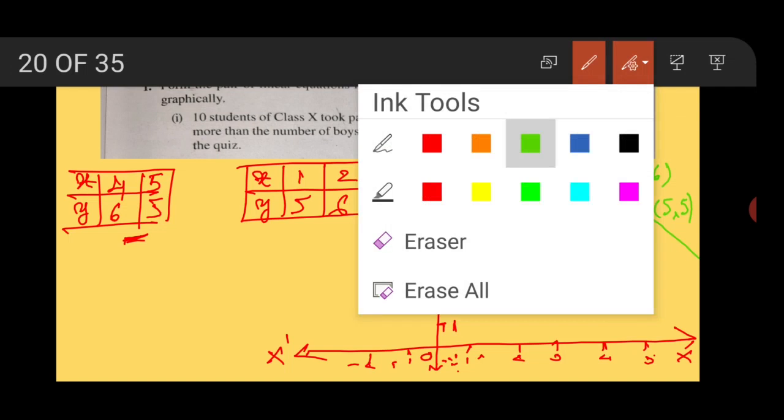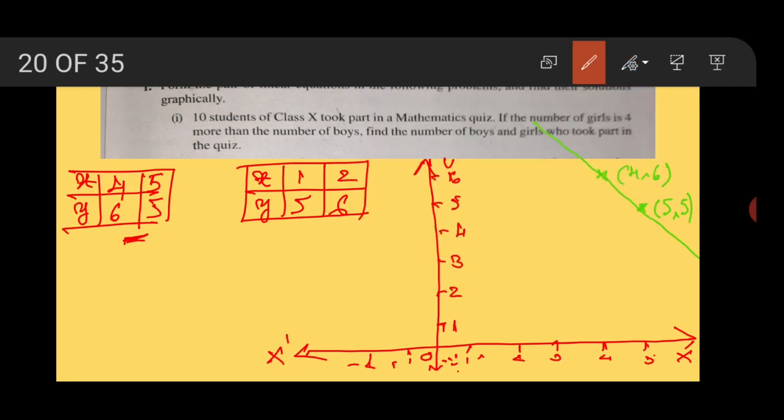Now plot one more graph. The value table is 1, 5. If the value of x is 1, y value is 5. This point is here, 1, 5. If x is 2, what is the value of y? y is equal to 6. This will be the point 2, 6. Again join these 2 points using the scale.